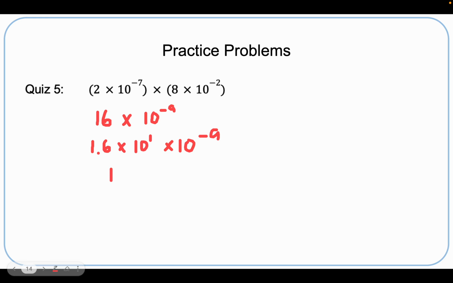And then now when we simplify, we're left with 1.6 times 10, add our exponents, 1 plus negative 9 is negative 8. 10 to the negative 8. So there's our final answer.